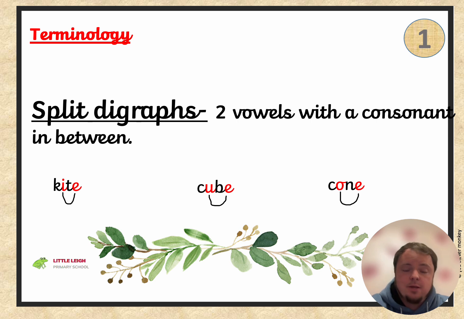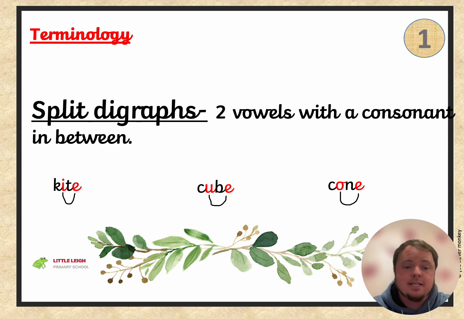Split digraphs. Okay, your children will have learned a lot about split digraphs this year. So this is where two vowels make a sound together. So two vowels that make a phoneme. However, a consonant is in between them. So a consonant separates them. However, they still make the phoneme together. So in this word, kite, for example, you have the I and E, which do make the phoneme together. However, you have the consonant T in the way there, but it still makes that.